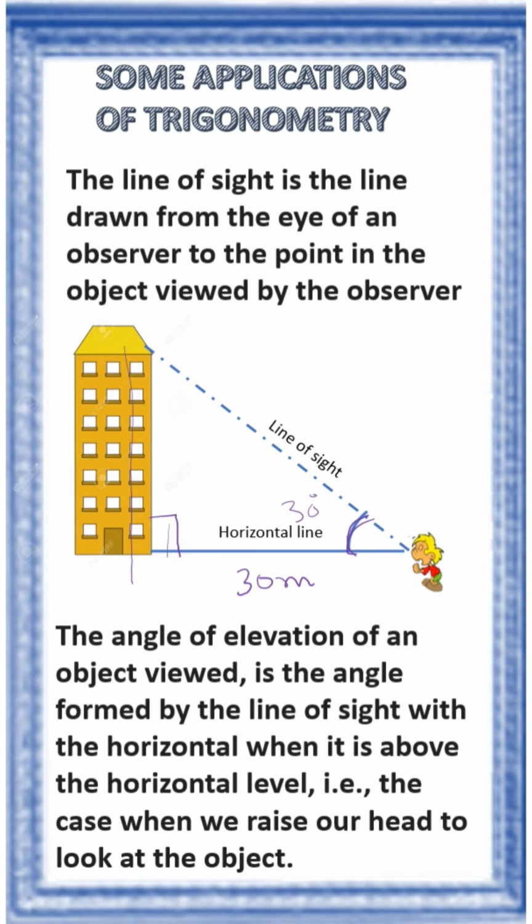Or we can also find the distance between the observer and the building if we know this height. If we know this one, you can use what? Sine ratio.